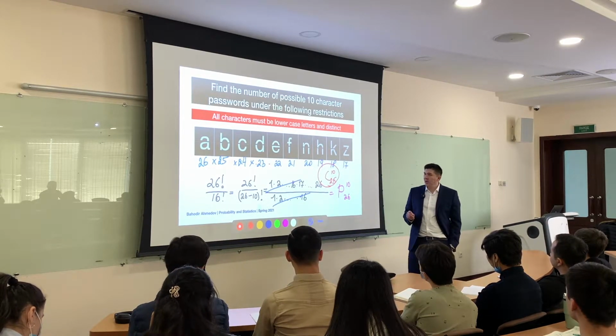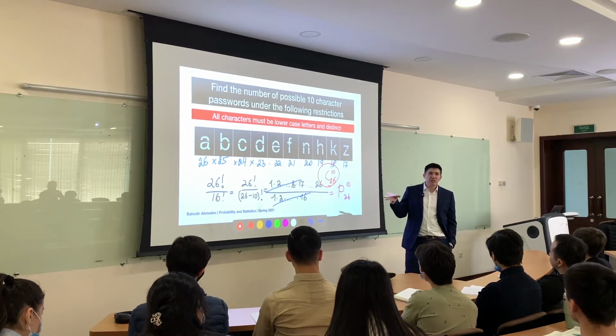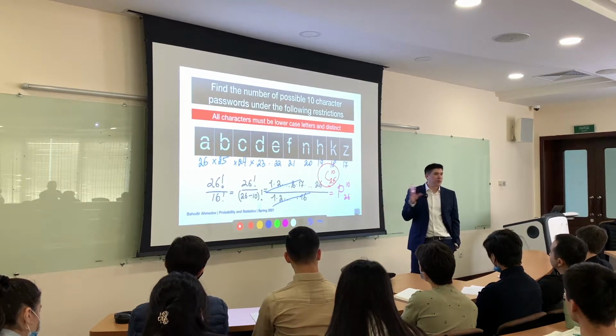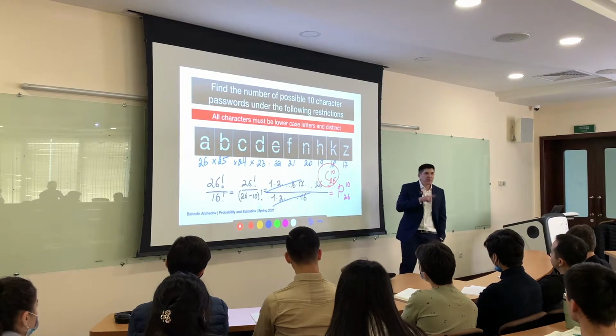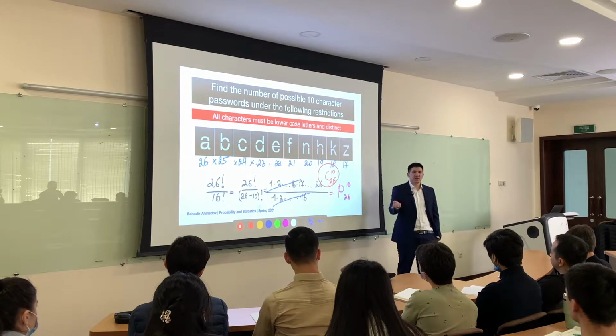Okay, it means that you've got 26 letters. You just need to choose 10 of them, right? You don't rearrange them. It doesn't matter in which order they're coming. While in this P, it depends which letter you're choosing the first and second, okay? Because the order is important.